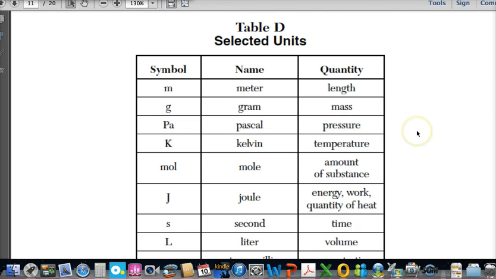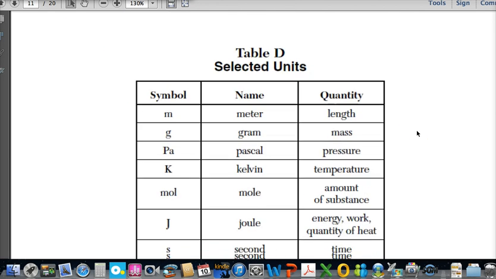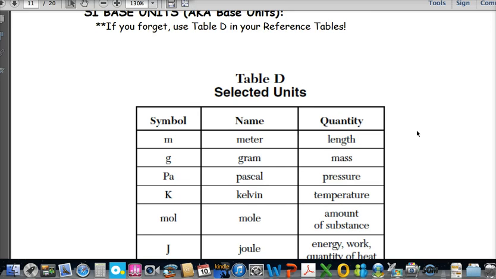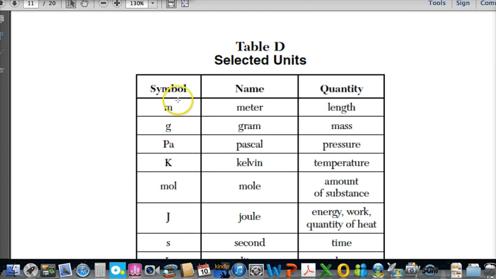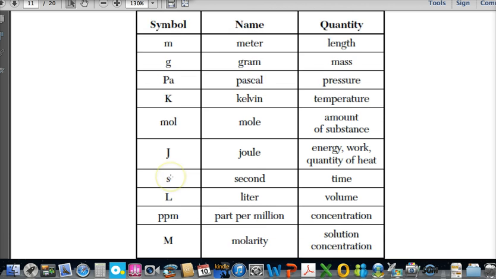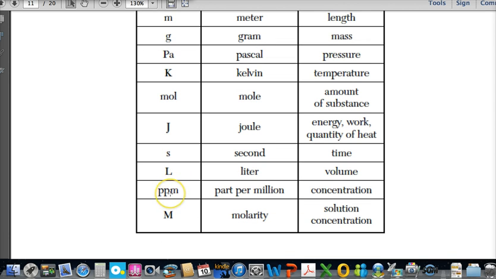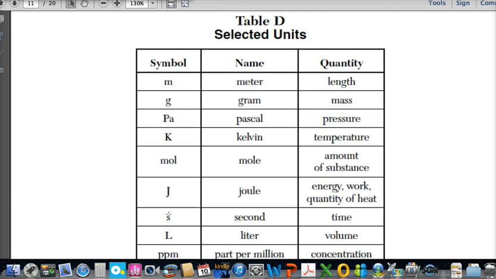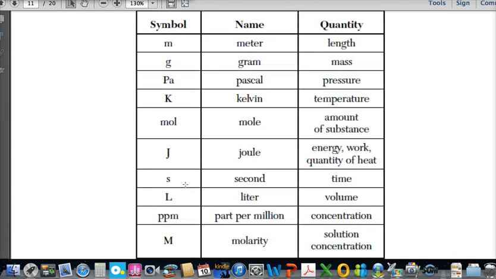One of the things that you should know, of course, is that the metric system units are listed on reference table D, as you can see here. And really, we only use this one. I'm going to say meters, grams, Kelvin. We do use pascals for pressure, and joules. We don't really use seconds. We do liters, parts per million we use, and molarity we use. But you don't have to memorize them because they're on this, and you'll see as we go through each of the units when these units are being used. So it's not something you need to worry about really at this point.